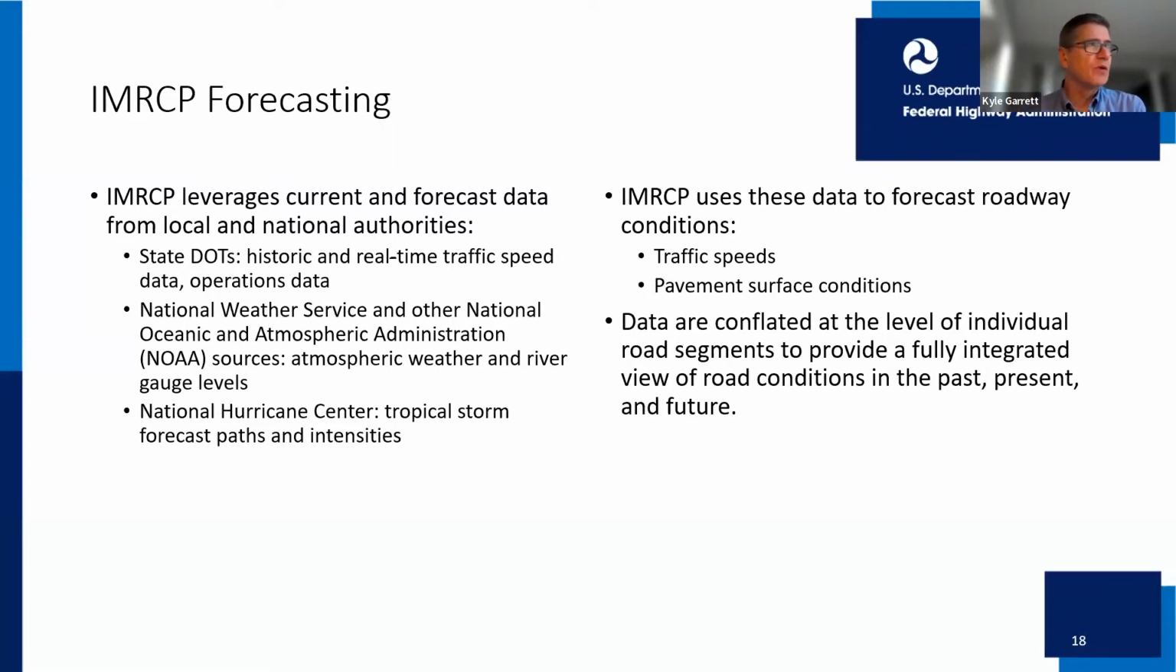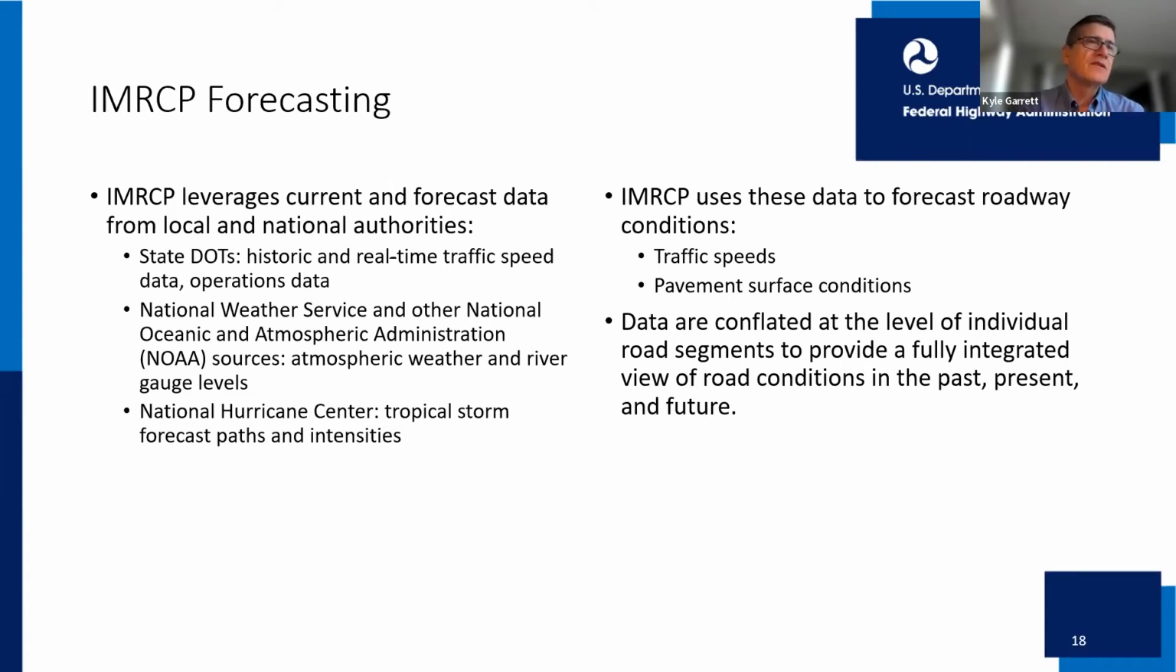So I want to talk a little bit more detail about the forecasting components. Those are really the core of what IMRCP is building over all of the data it's collected. As I said, we get some forecast data as well as the current conditions from local and national authorities. So state DOTs, for example, are providing historic and real-time traffic speed data and operations data. National Weather Service and other NOAA sources are providing atmospheric weather and river gauge levels and forecasts. And then the National Hurricane Center is providing its own layer over the top of that for tropical storm forecast paths and intensities.